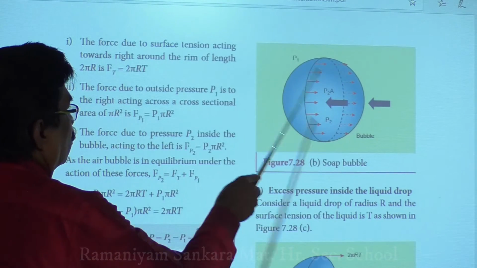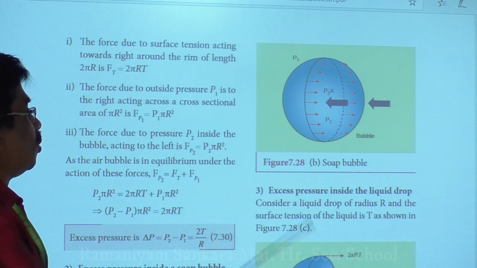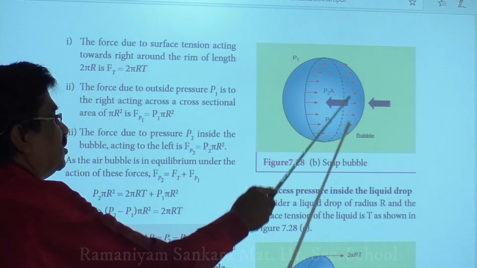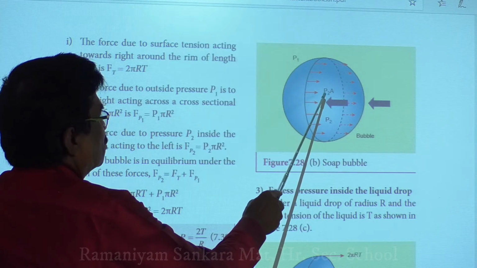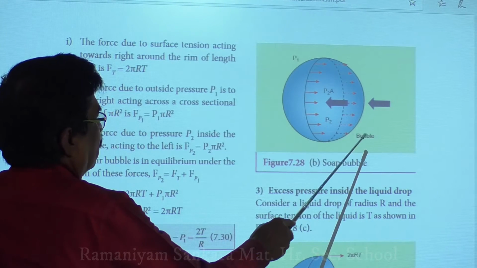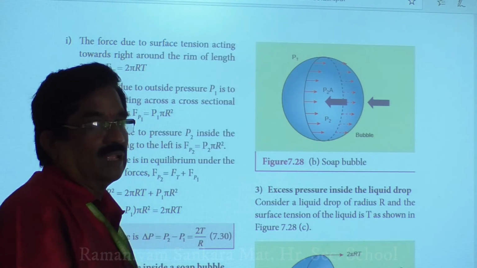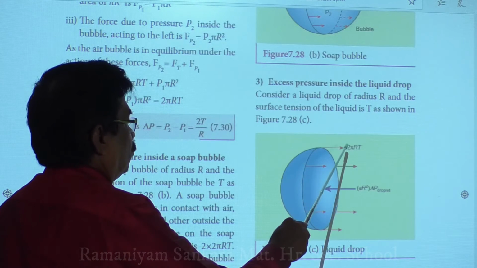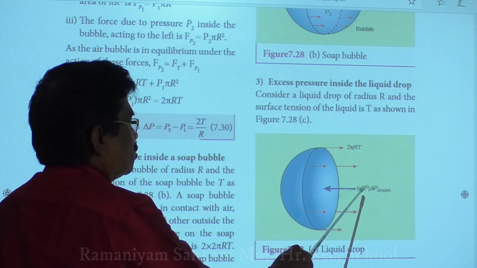So this is the diagram you have to draw for the first one. Remember, in all physics answers, first you should draw the diagram, then explain. This is a 5 mark question, so first you draw, 1 mark for this one. Here P2 pressure, here bubble, and P1. Excess pressure inside the liquid drop. Now inside the liquid drop, 2 pi r into T, F equal to. Then here area, this is the pressure, this is the force. Force equal to what? Pressure into area.